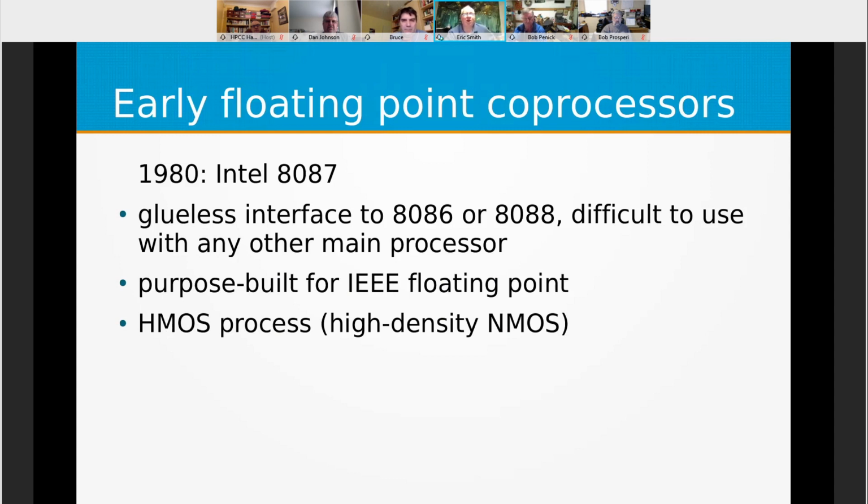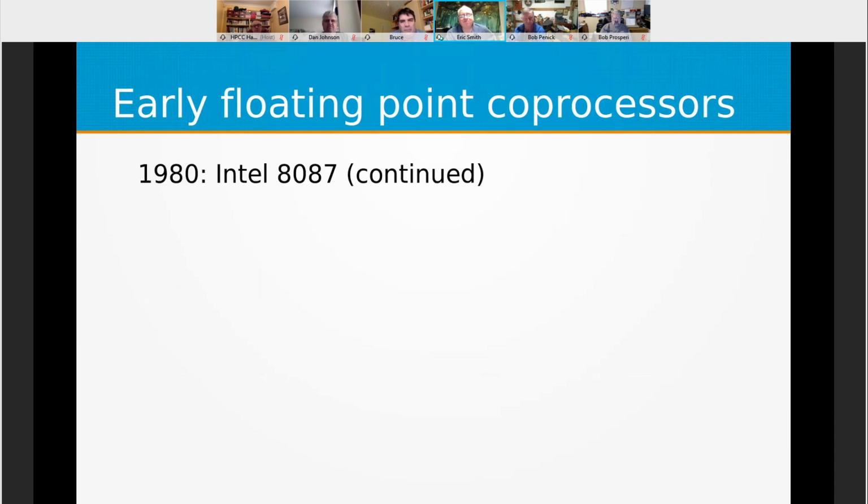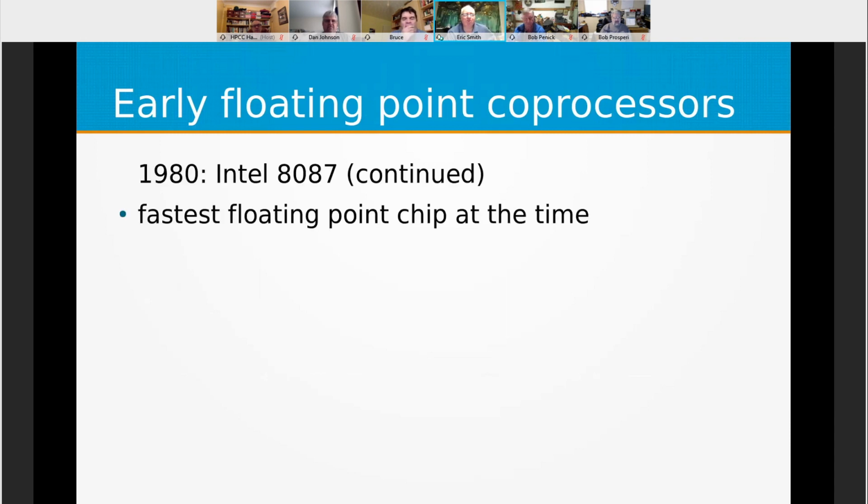Used what Intel called HMOS, which was NMOS, but higher density than normal NMOS. Really all NMOS went that way, but this was a case where Intel was in the lead in process technology. It had microcode, and unlike everything previously mentioned, the microcode ROM actually stored 2 bits per memory cell. It was, as far as I know, the first chip to ever do that. Modern NAND flash stores 2 or 3 or even 4 bits per cell, but this was the first chip that did that.